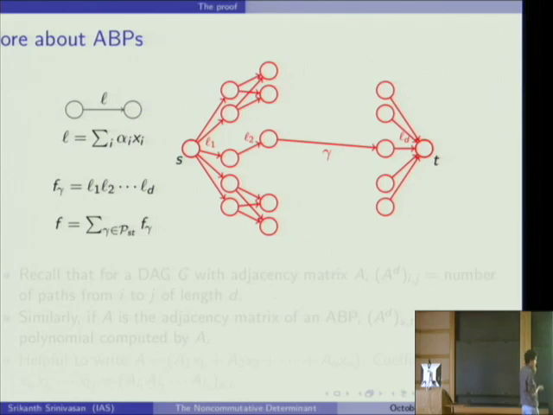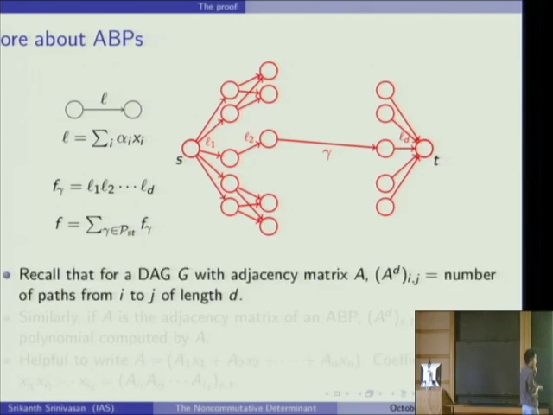Recall, this is a simple combinatorial fact that probably most of you know: if I have a directed acyclic graph G with an adjacency matrix A, and I look at powers of A, the ijth entry in the t-th power is the number of walks from i to j of length t. Walks, paths, they're the same thing. And this is going to be useful in the following sense.